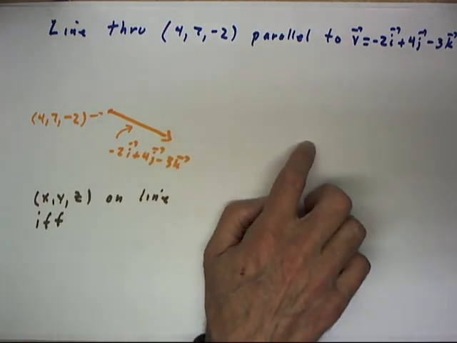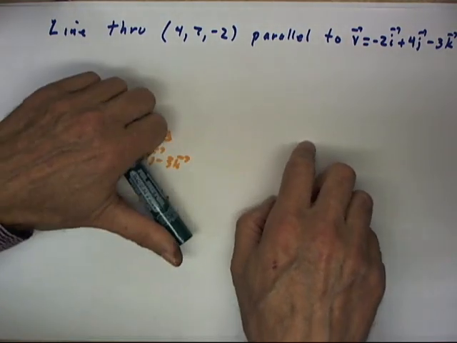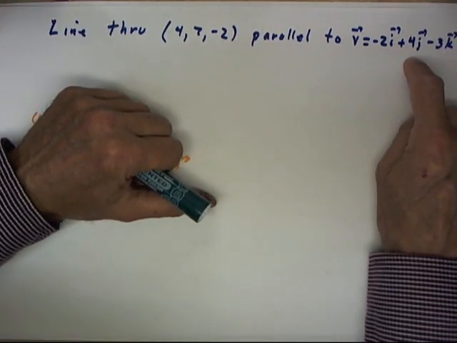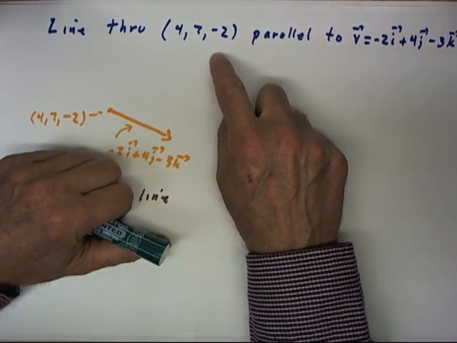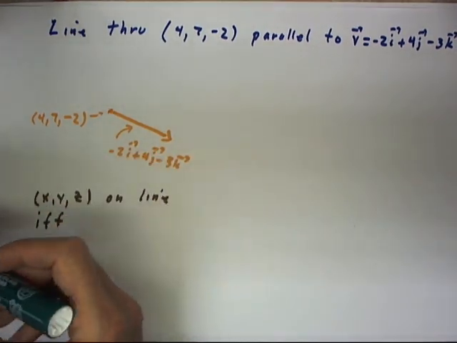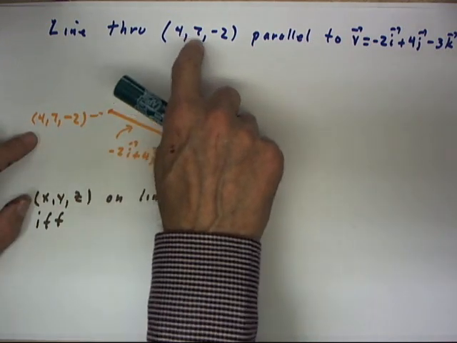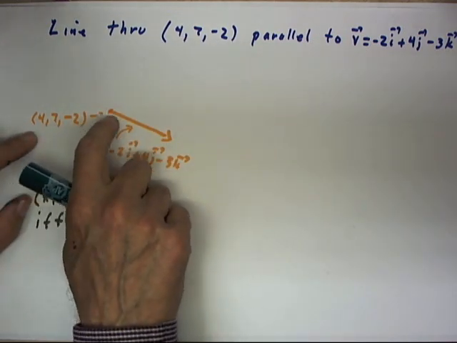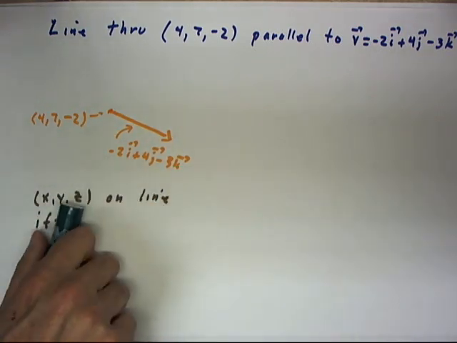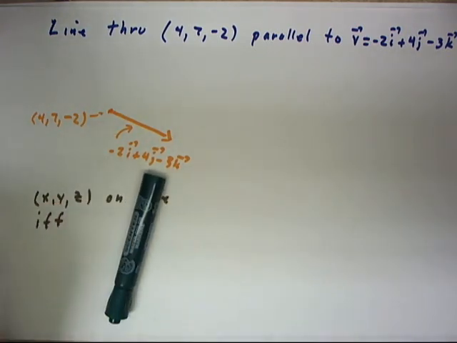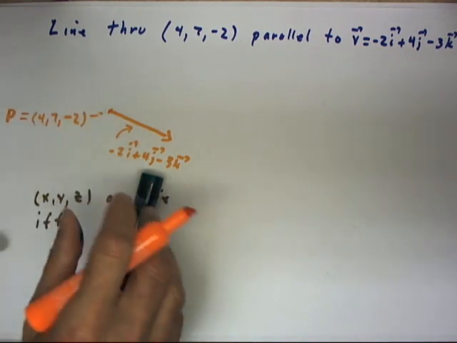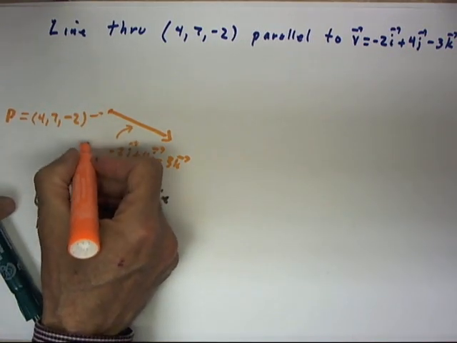Now we want to consider a line through a given point parallel to some vector. That line is going to have an equation. To figure out what the equation of the line is, let's represent the point 4, 7, negative 2, a point on the line, and the vector, which would be 2i plus 4j minus 3k. And let's go ahead and put a little notation on that. That's our point.